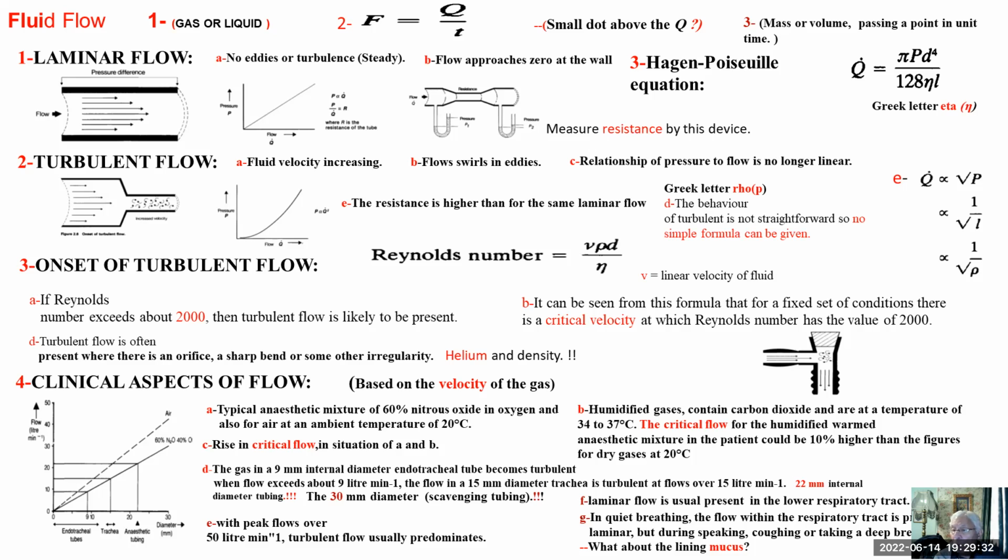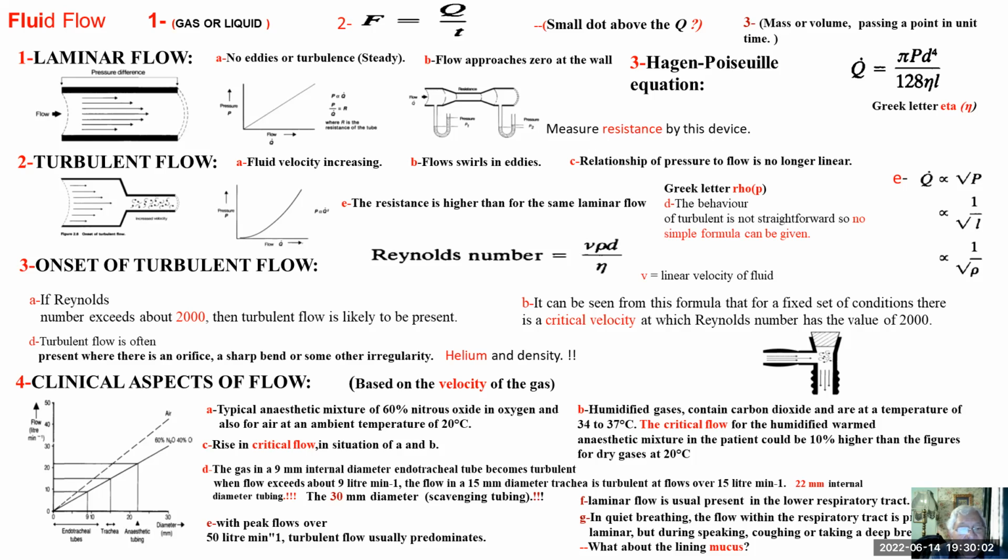Turbulence is always present in orifices and in bends. Whenever I have helium, it can decrease the density, which is present in the numerator. So we can improve the flow by using helium to increase the oxygenation of a patient who is suffering from respiratory problems. Clinical aspects of flow are based, as we said before, on the velocity.